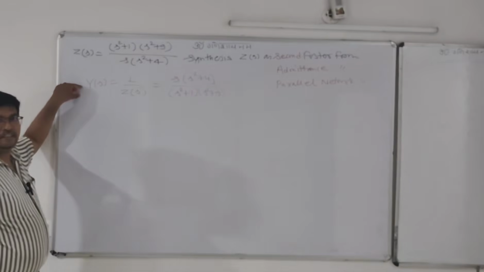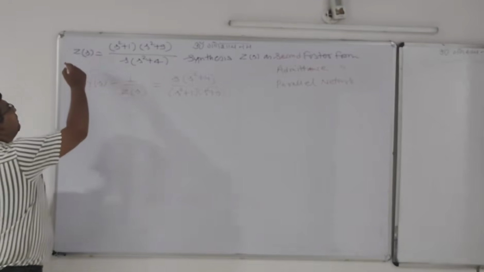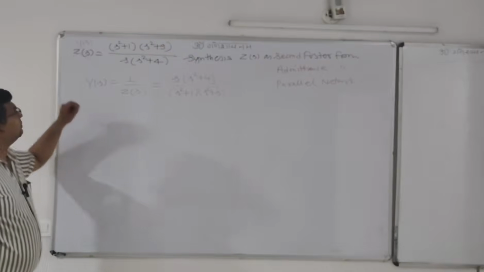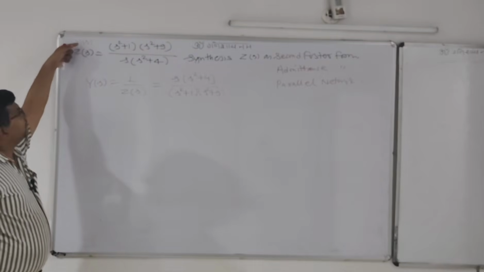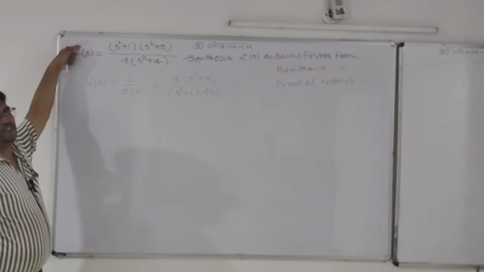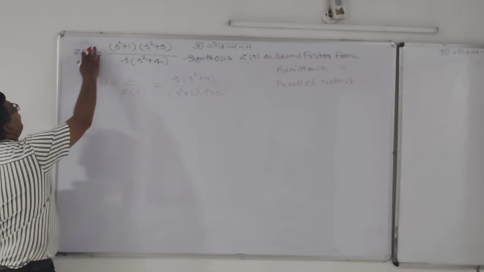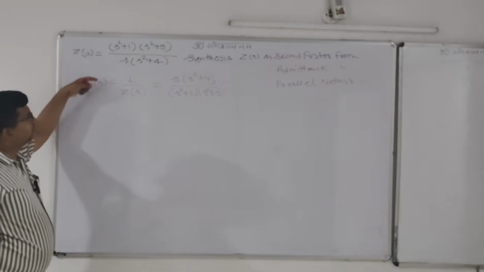Why have we inverted them? Because the given function is an impedance function. But suppose the given function is an admittance function in place of the impedance, then we need not invert it, because the function is already given as an admittance function. So you have to remember these things carefully. Okay, now come to our question. Our function is an impedance function, so we have inverted it.